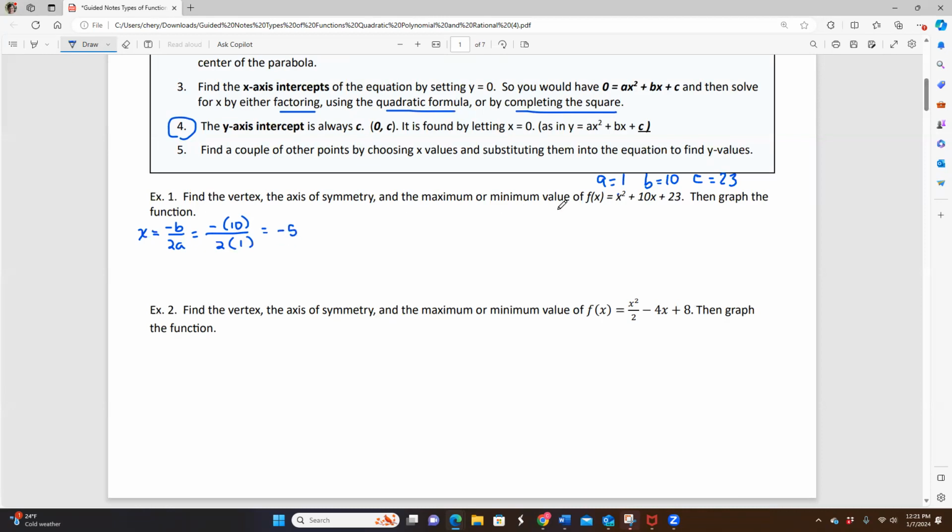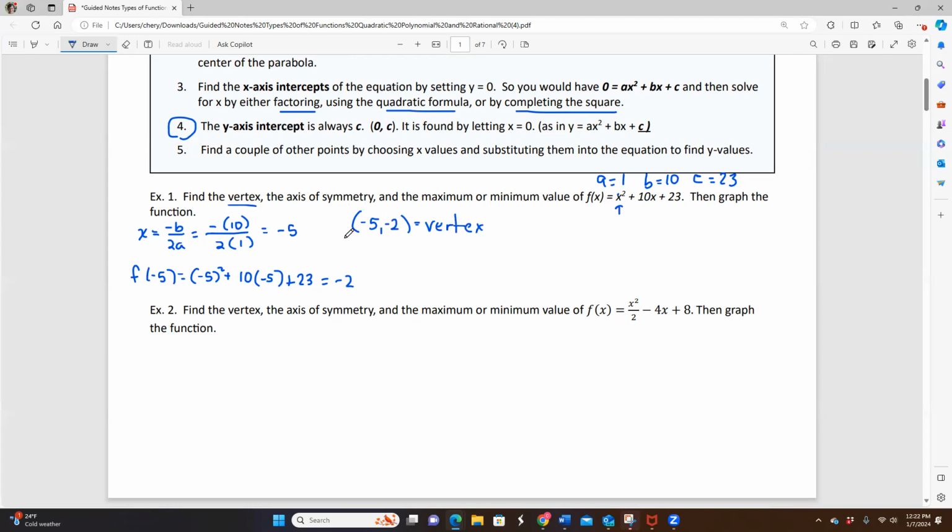So if that's the x coordinate of our vertex, we simply plug that in for x to find the y coordinate. So f of negative 5 will be a negative 5 squared plus 10 times negative 5 plus 23. That'll give us 25 minus 50 plus 23, which is negative 2. All right, so now we know our vertex is at negative 5, negative 2. We found the vertex.